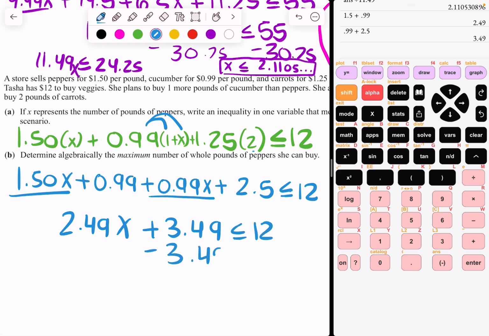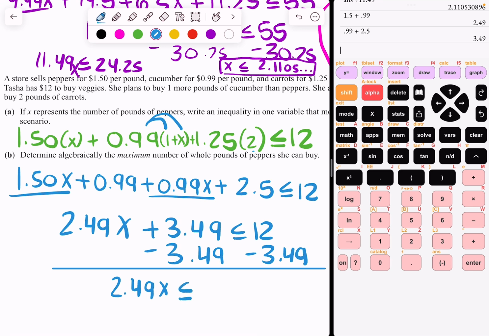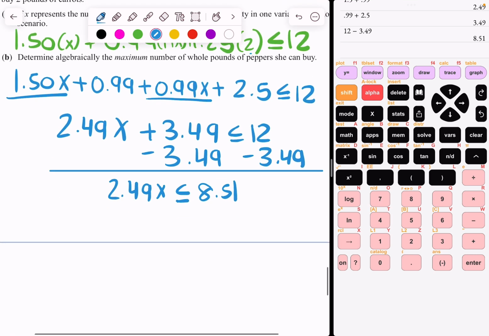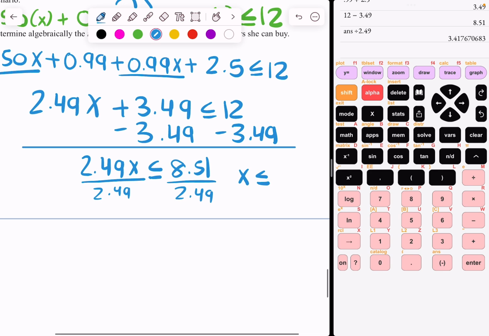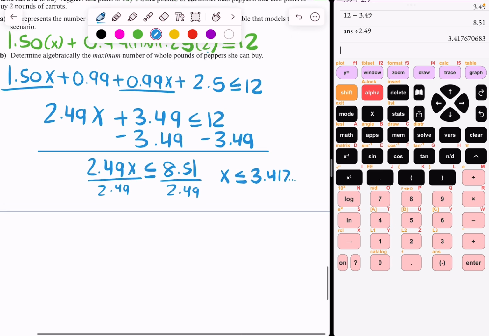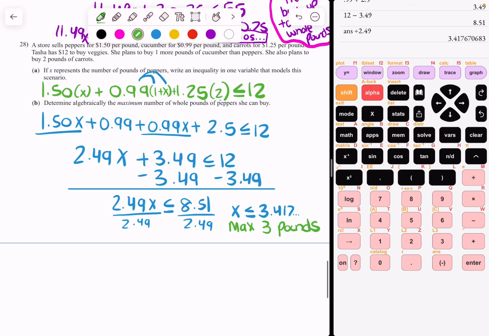Let's subtract out the 3.49. We get 2.49X is less than or equal to 12 minus 3.49, which is 8.51. Divide by 2.49, divide by 2.49. I get X. I do not need to flip my symbol since it was not a negative. X is less than or equal to 3.417... And we want to know the max number of whole pounds of peppers, so max 3 pounds. Can't buy 4 pounds because they won't have enough money.